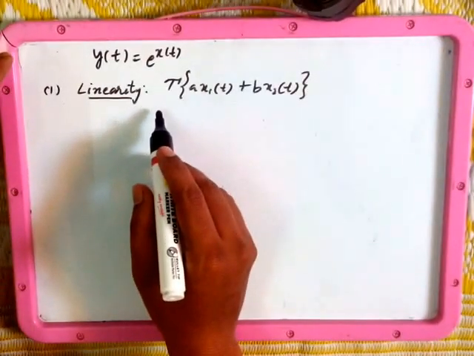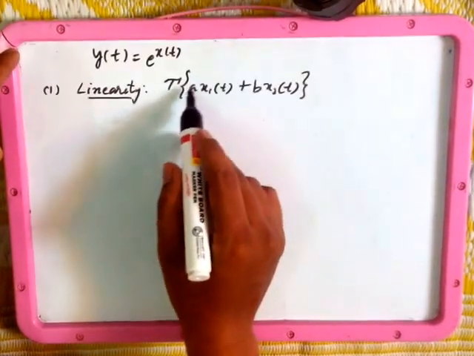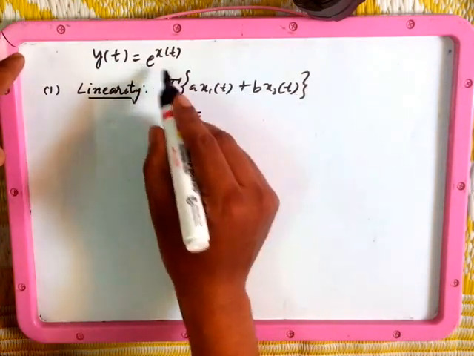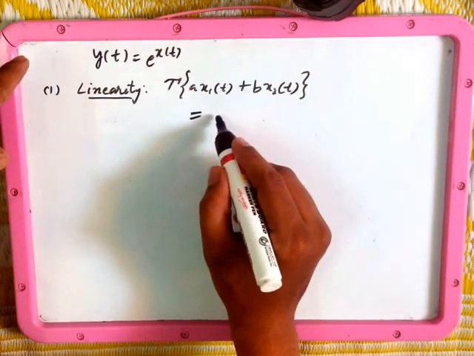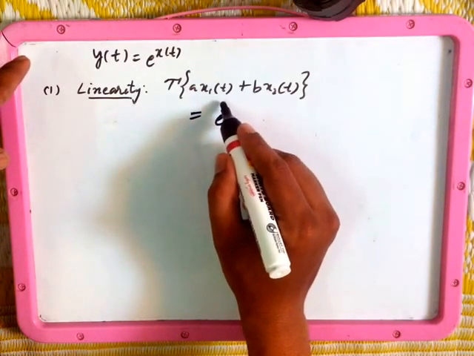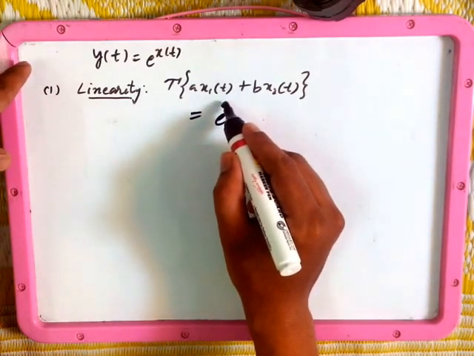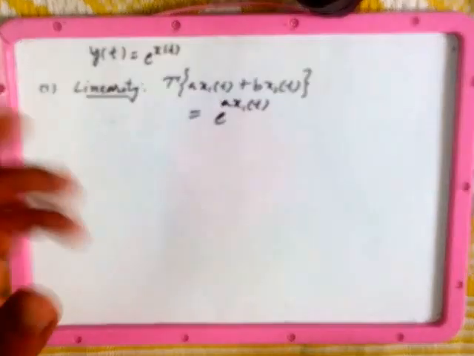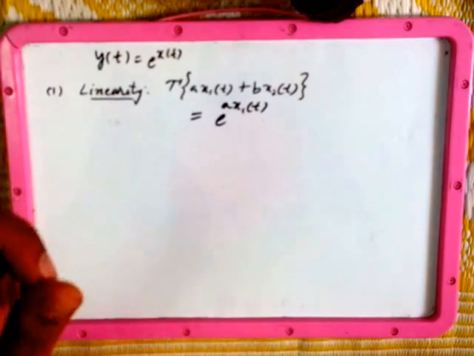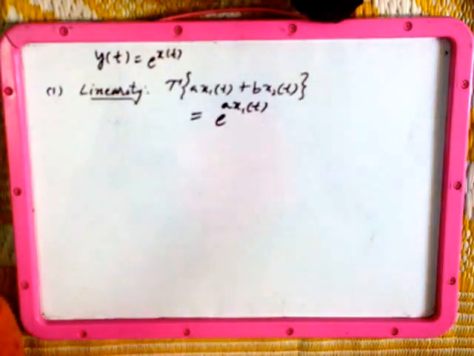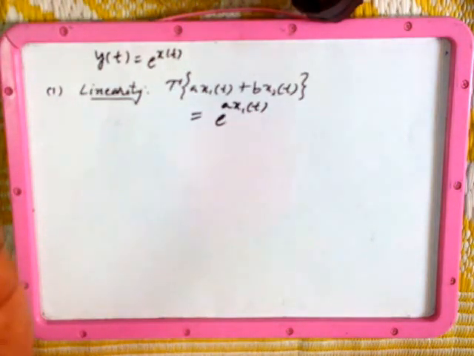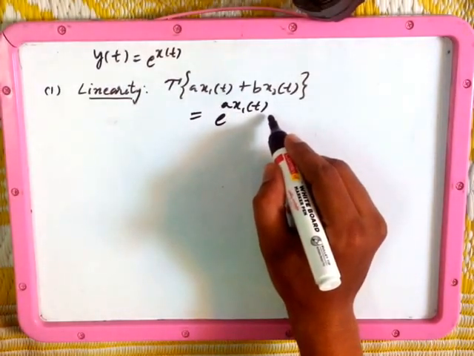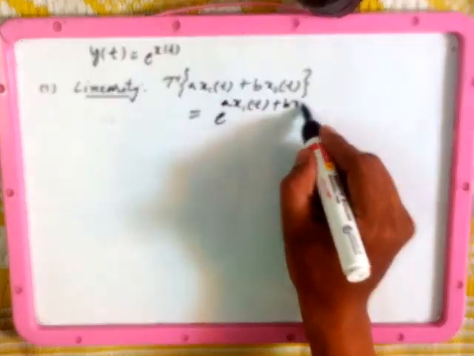For that we have a linearity property, that is T of a x1 of t plus b x2 of t. So let us take e to the x of t. It can be broken into two. Wherever the x term is there, we have to multiply with a and b and break into two variables, that is x1 and x2. So a into x1 of t plus b into x2 of t.